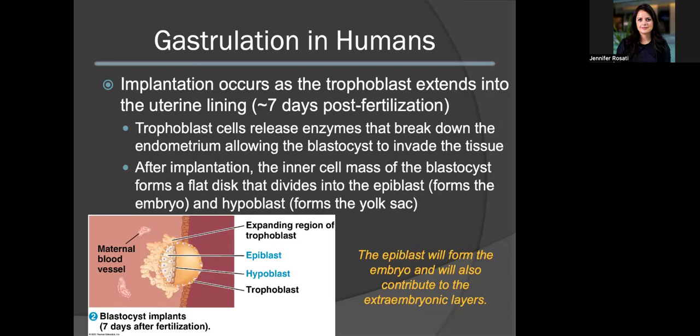After the implantation process, the inner cell mass of the blastocyst will form a flat disc. This will then divide into the epiblast that forms the embryo and the hypoblast that forms the yolk sac, similar to what we've seen in the gastrulation process in chicks. The epiblast will form the embryo, and it will also contribute to the formation of the extraembryonic layers.